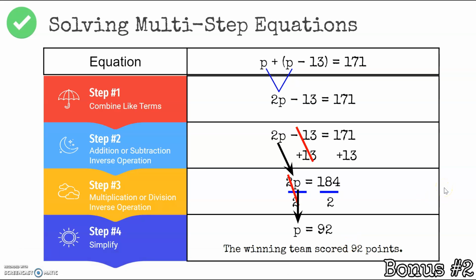You need to write that statement because we're answering a question, and P equals 92 doesn't tell me anything. So we have to actually say, when they're asking what did the winning team score, we need to tell them the winning team scored 92 points. Great job.